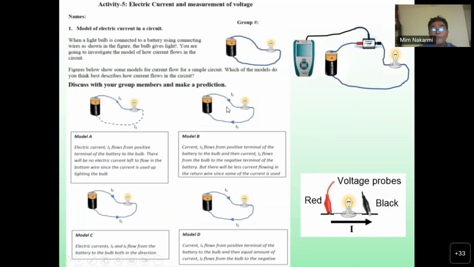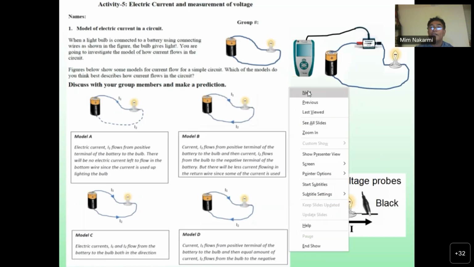Or maybe current is flowing and some current is used, and the remaining will go back. That means the returning path should have less current. So they test all of them and then they figure out, oh, this is the one, this is how current actually flows in a circuit. So after that, when I explain, they understand clearly. After that, we do some discussion and summarize the understanding from this activity.